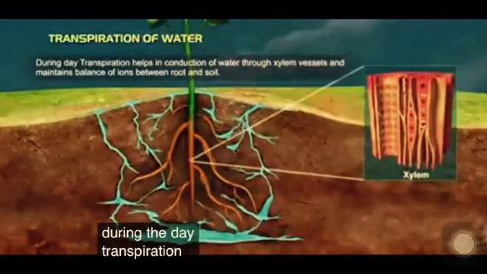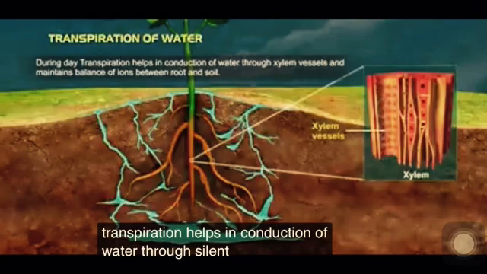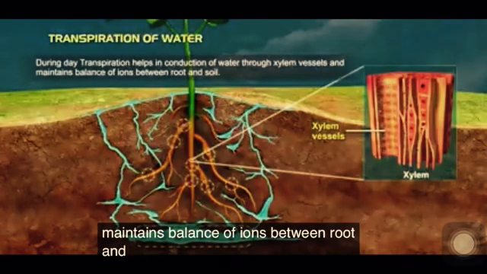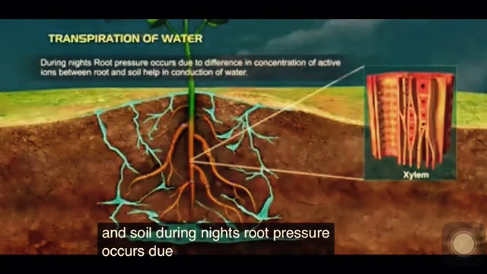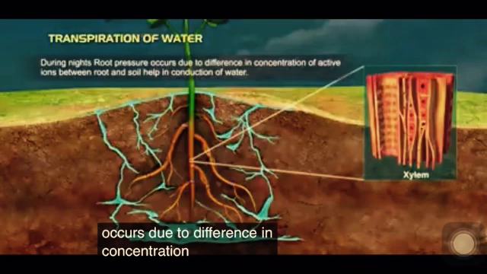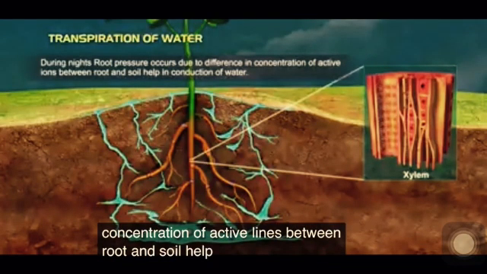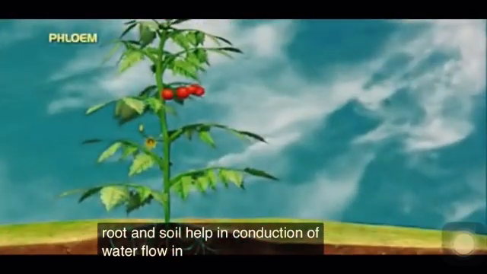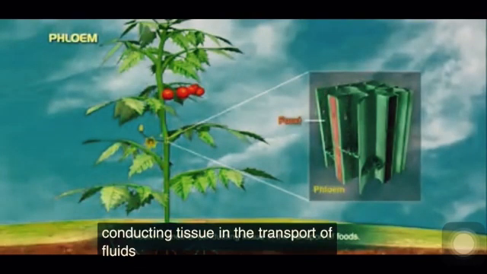During the day, transpiration helps in conduction of water through xylem vessels and maintains balance of ions between root and soil. During nights, root pressure occurs due to the difference in concentration of active ions between root and soil, which helps in conduction of water. Phloem. Phloem is another conducting tissue in the transport of food.